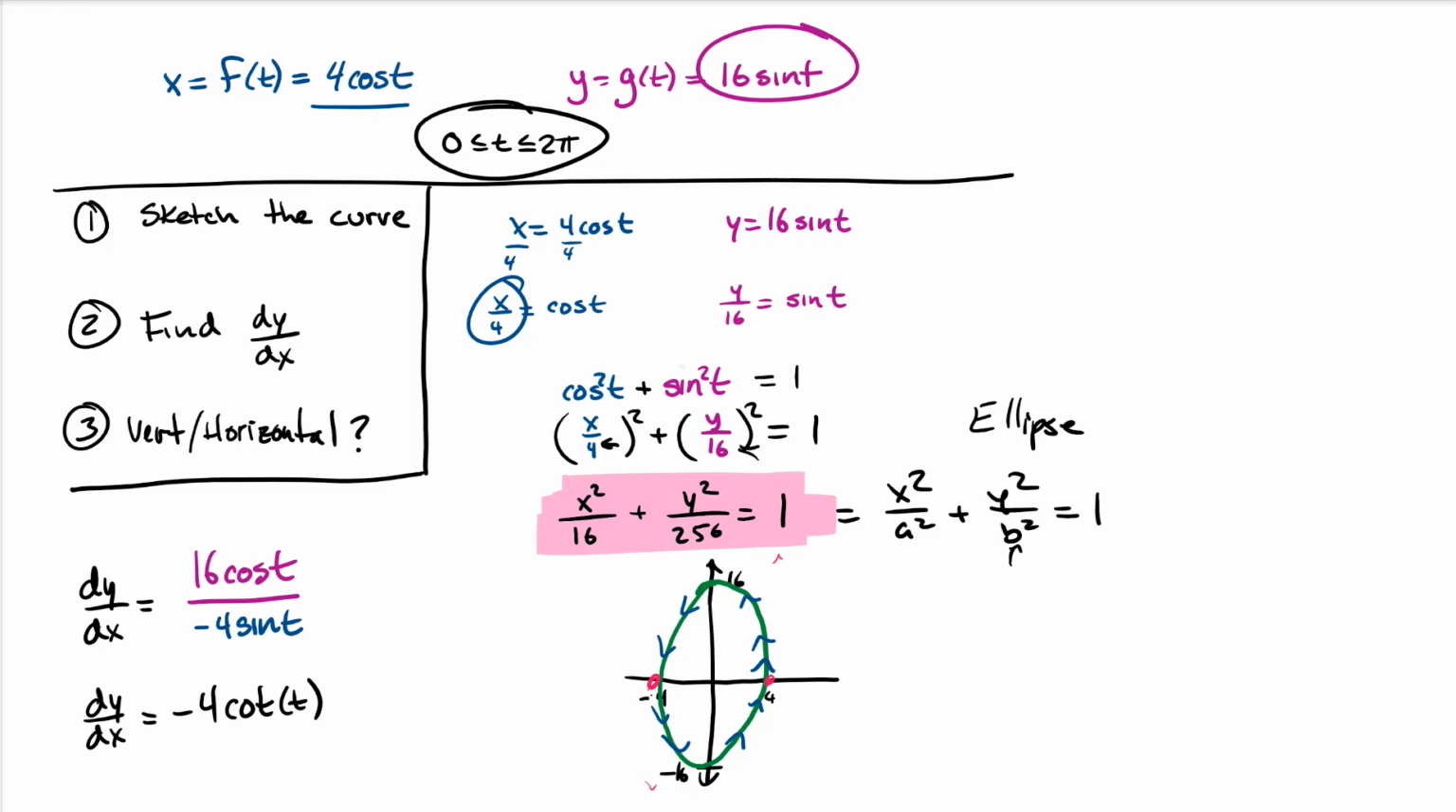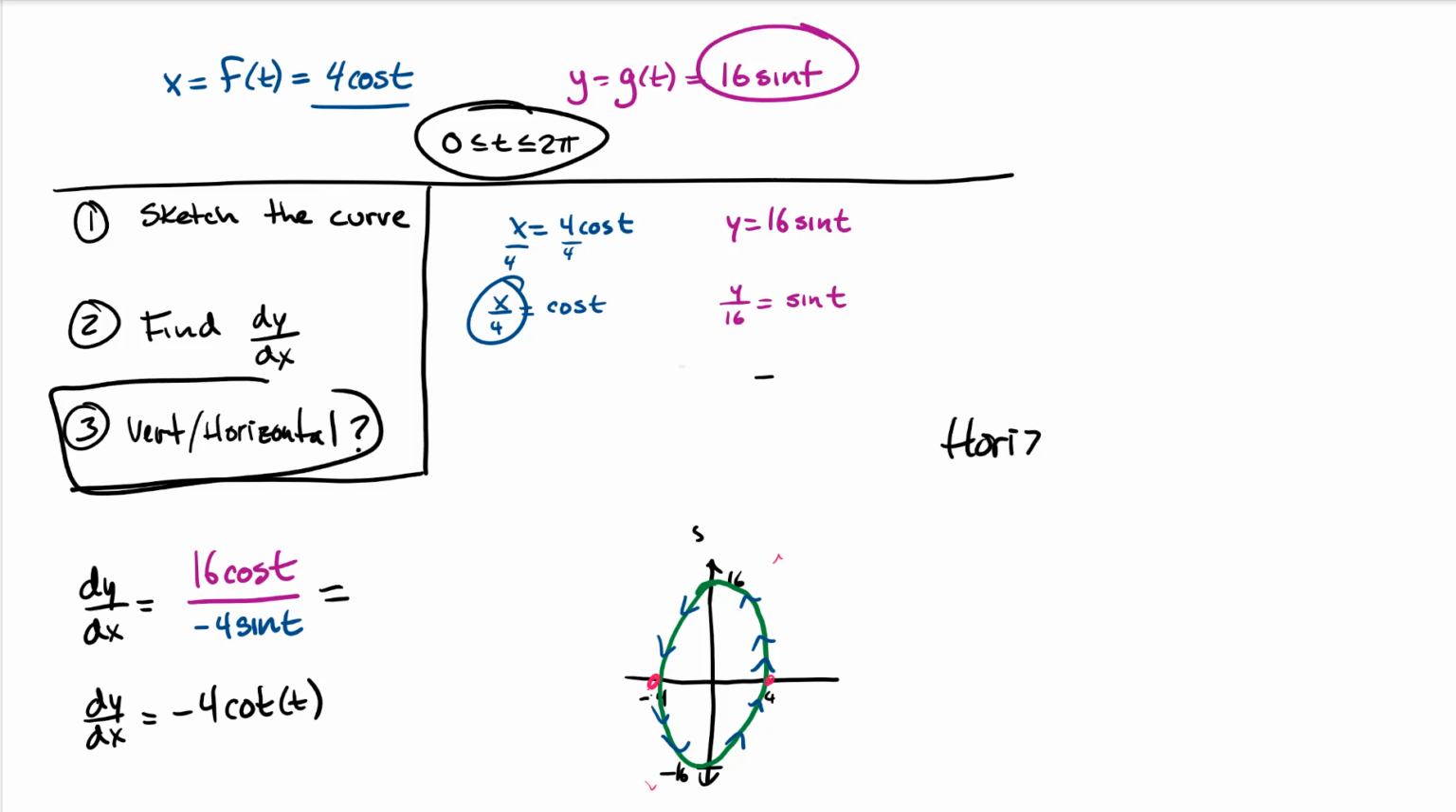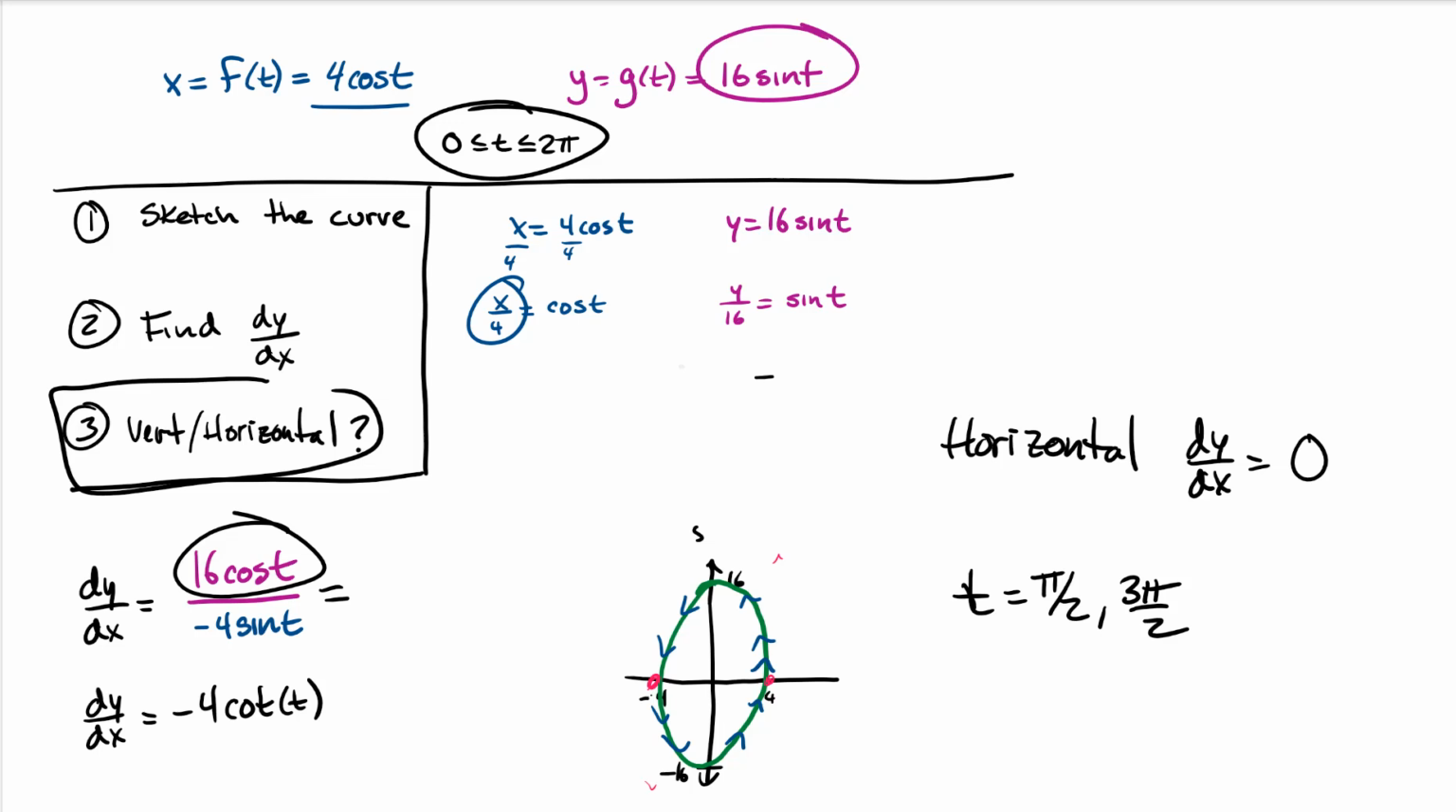Well, crap. How are we supposed to set that thing equal to 0? How are we supposed to solve for cotangent? Solve it up here. So, horizontal means dy/dx is equal to 0 over some number. It's equal to 0. Where does cosine equal 0? You just state it. At pi over 2 and 3 pi over 2. That's where cosine equals 0.